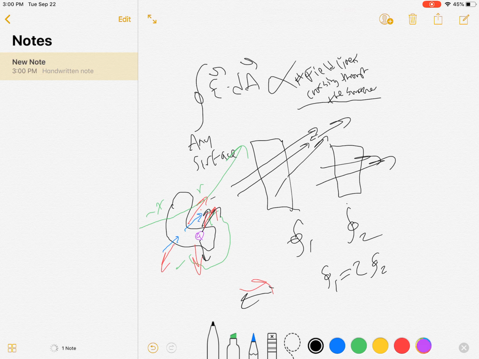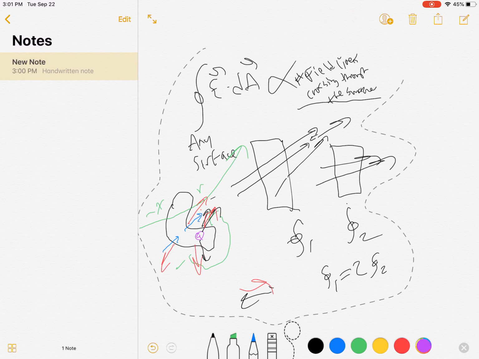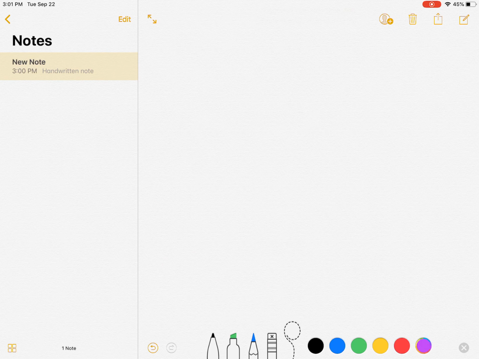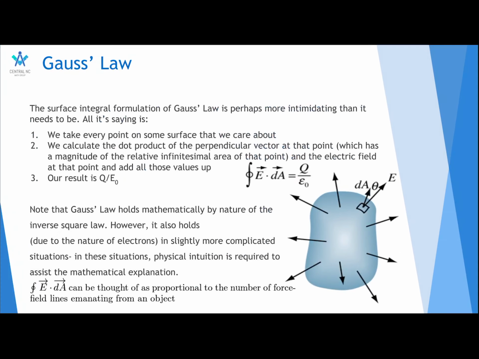And since field lines from charges within the surface can only exit, they can only contribute positive amounts to this dot product summation. Hopefully that wasn't too much of a mouthful. This is actually quite important, this analogy of using field lines to simplify our calculations of flux.